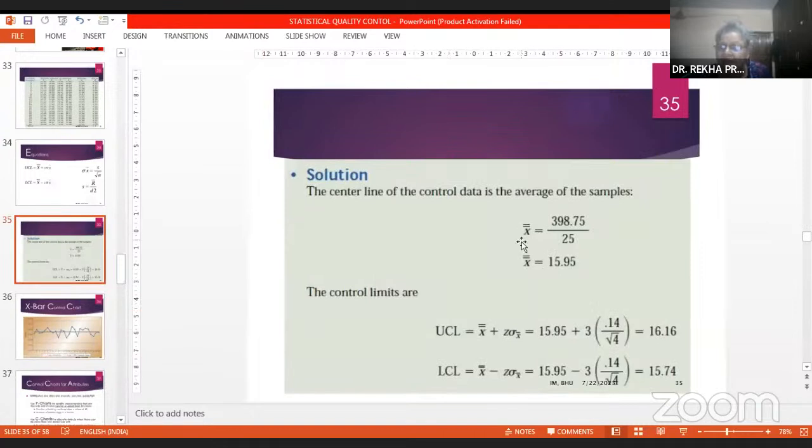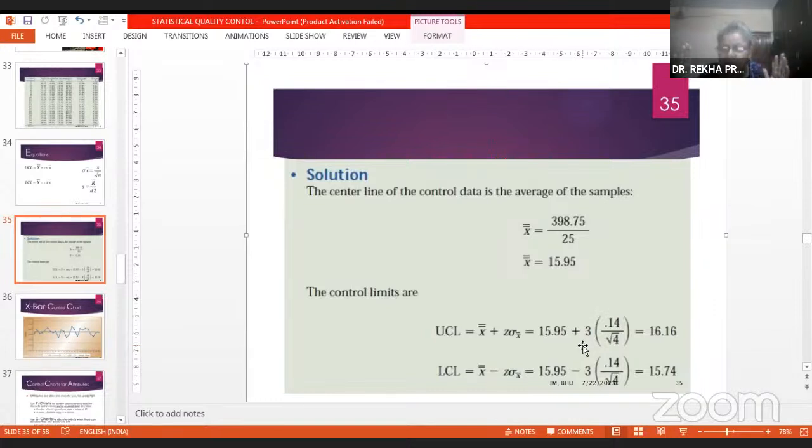तो वहां से हमने X double bar निकाल लिया, जो टोटल ऐड करके उसको 25 है ऑब्जर्वेशन है, तो 25 से डिवाइड किया, तो it is coming to 15.95. The control limits are, ये तो X double bar हुआ, प्लस माइनस, क्योंकि हम z यहाँ 3 लेते हैं, क्योंकि कंट्रोल लिमिट जो है सो प्लस माइनस, because it covers almost all the population 99.7, so that is almost, so we take z as 3.